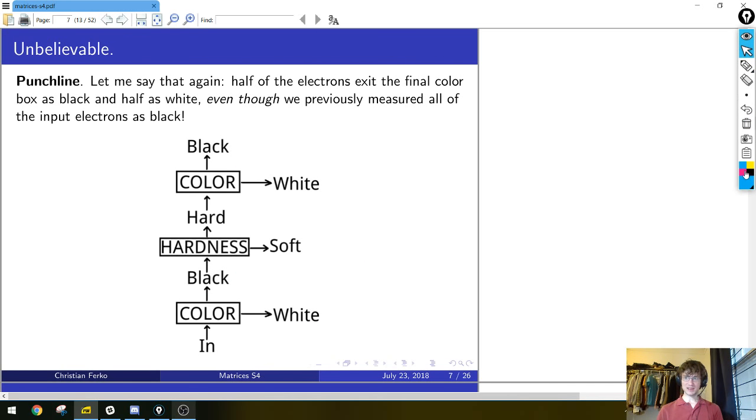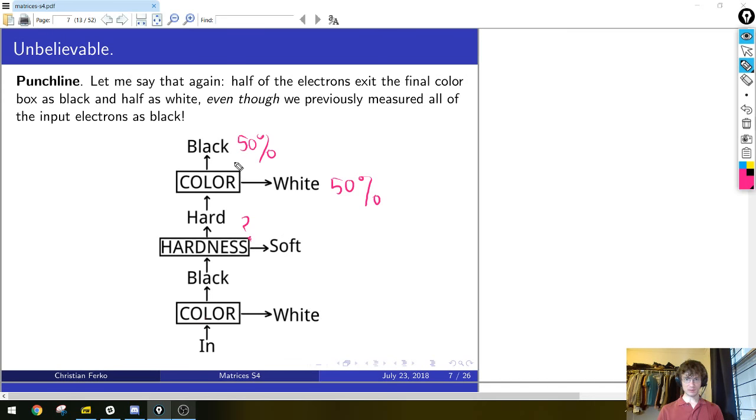So this should be extremely unsettling so far. I will emphasize again the strangeness of this result, that half of the electrons exit this final box, the color box, as black and half as white. And as you pointed out, this is completely unrelated to the time that has passed between them. It's somehow intrinsically related to the fact that we ask the question of what is the hardness of the electrons that came out of the black port of the first color box.